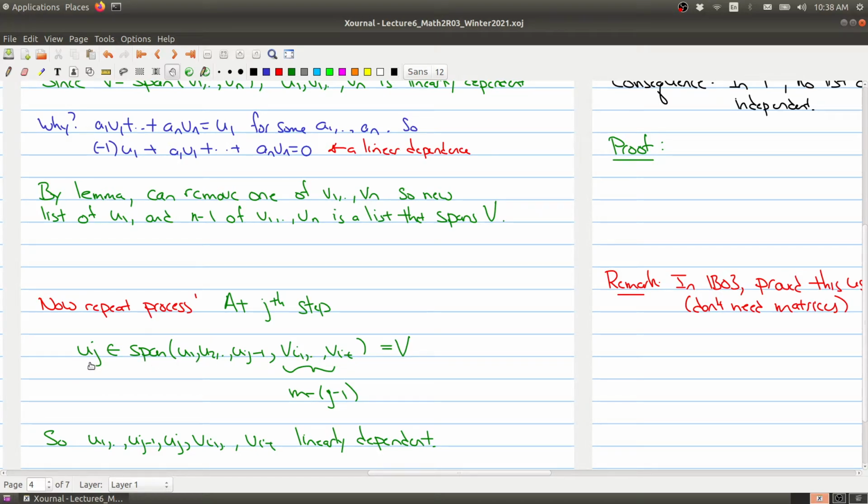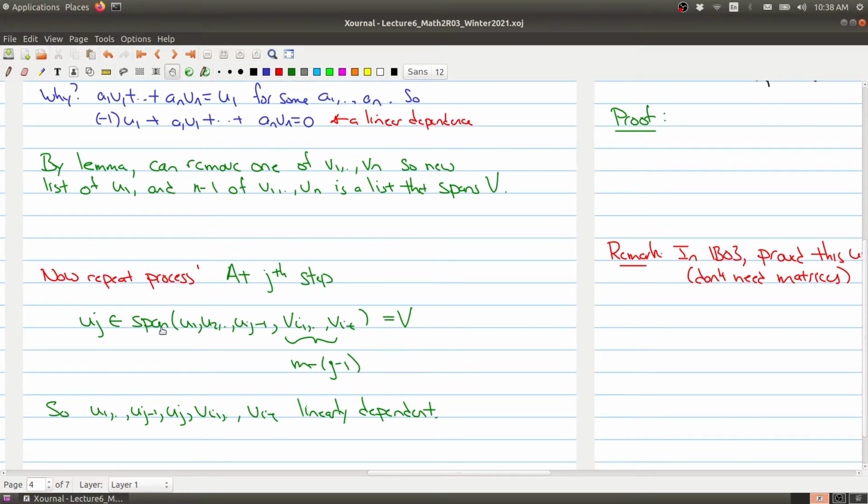But that means that uj is a linear combination of those guys. So that means that when you take u1, uj, and then you put the uj in your list, and then you take the rest of the guys, you get that it's linearly dependent. Okay, because these guys span all of it. So one of these, you can write uj in terms of the linear combinations of those. Okay, so you have a linearly dependent list.